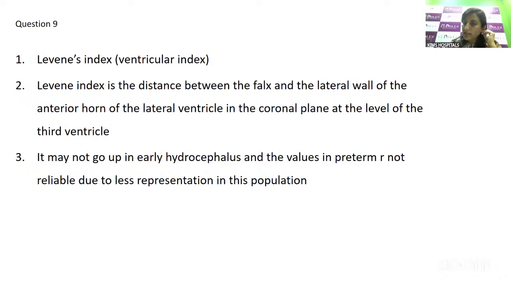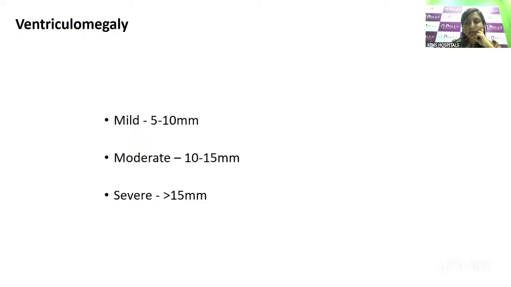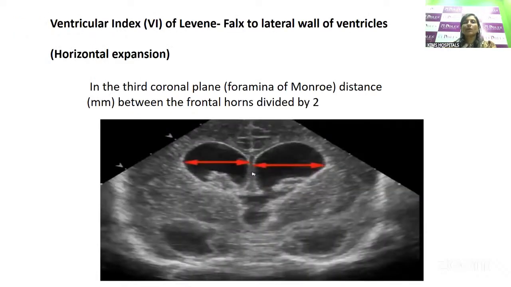So the drawback is sometimes the values are not very clearly established in premature babies, and it may not go up very high in the early stages of hydrocephalus. So ventriculomegaly, we divide it based on the: anything less than 5 mm is normal, but anything between 5 to 10 mm is graded as mild, 10 to 15 as moderate, and more than 15 as severe. So in the third coronal plane, we calculate the distance between the two frontal horns, the maximum distance, and divide it by 2.